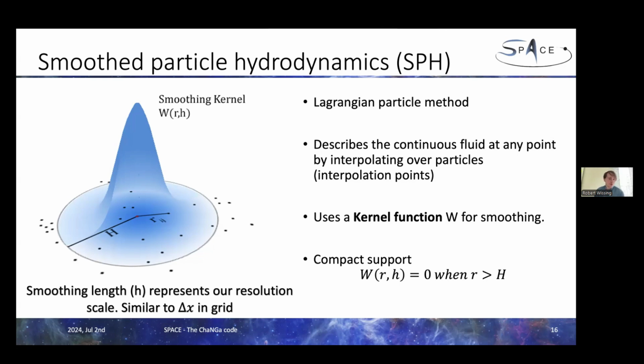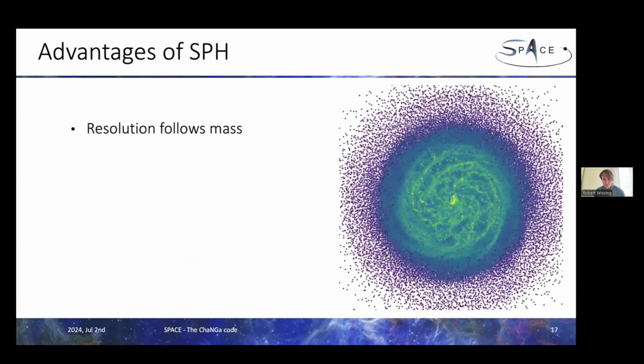An important part of smoothed particle hydrodynamics is finding neighbors. But first I want to talk a bit about the advantages of SPH. The first advantage of SPH is that resolution follows mass. You can see here we have a galaxy. In the low density region, we have very few particles, which means that the resolution is low. But in the high density region, we have tons of particles, which means that the resolution is high. And for most cases, this is what we want, because the most interesting objects are usually the ones with the higher densities.